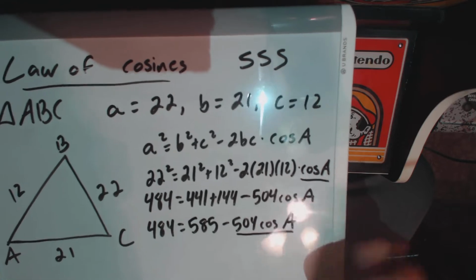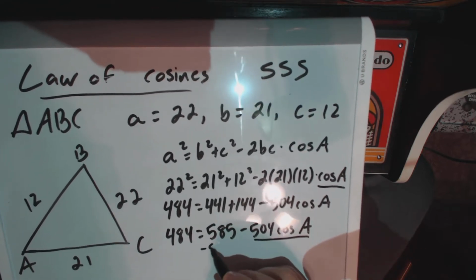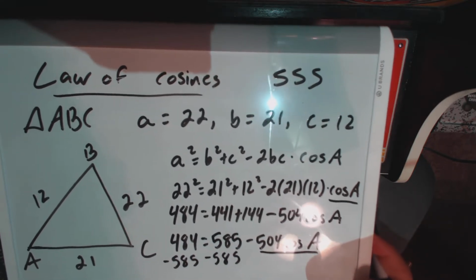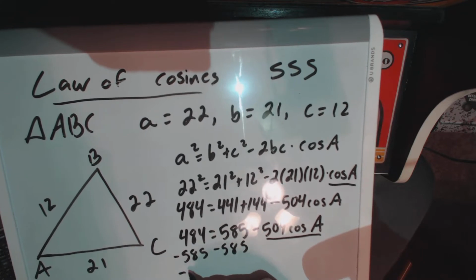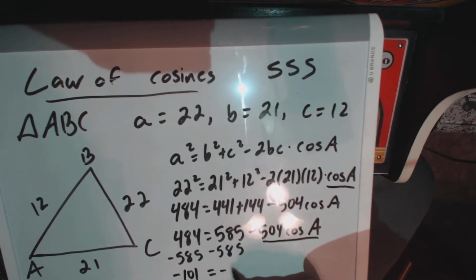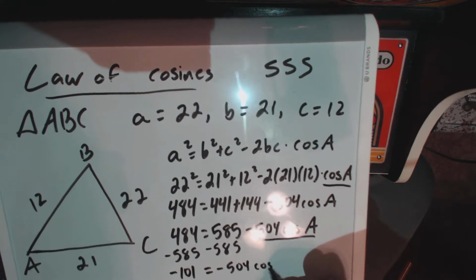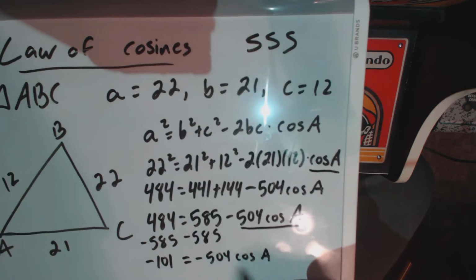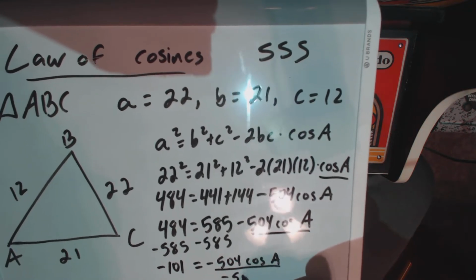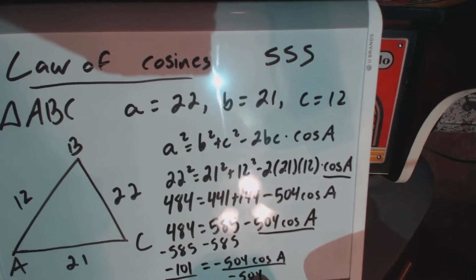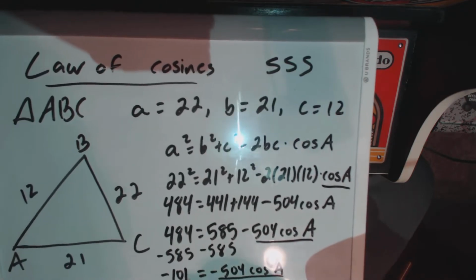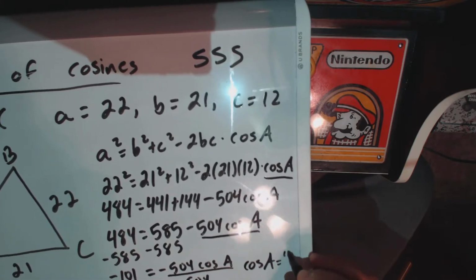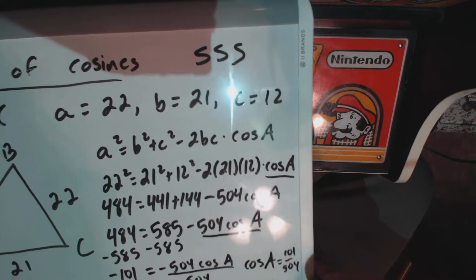The algebra here is the same every time. That 585 we need to subtract from both sides. When you take 484 minus 585, you get negative 101 equals negative 504 cosine A. Now what you want to do is divide both sides by negative 504. So what we get, negative 101 divided by negative 504, is cosine of A equals 101 over 504.